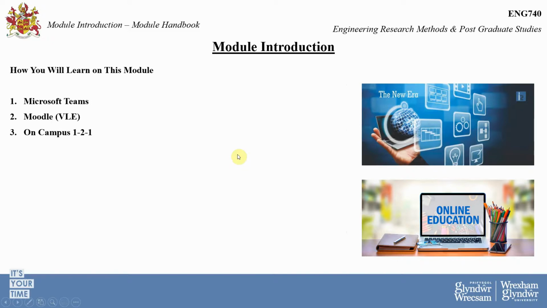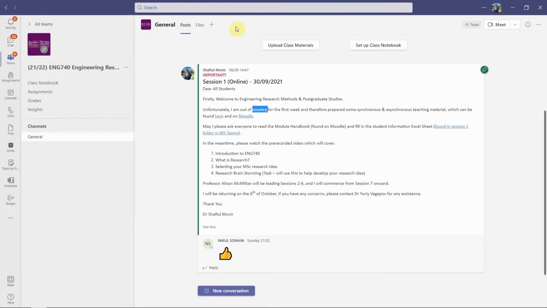We'll be using mainly 3 forms of teaching. We've got Microsoft Teams, Moodle and on-campus one-to-one. So what I'll do is quickly show you the Microsoft Teams. ENG740 Microsoft Teams is going to be our main platform for our virtual classroom.